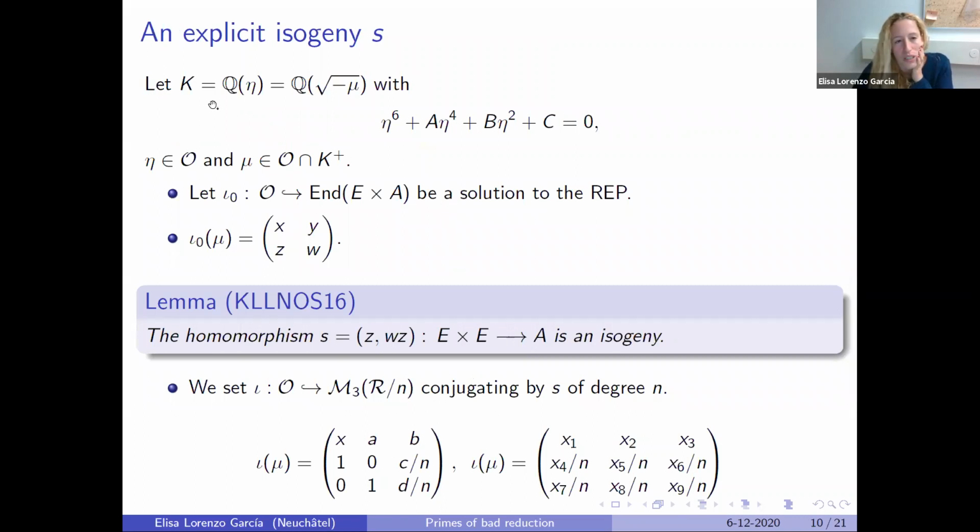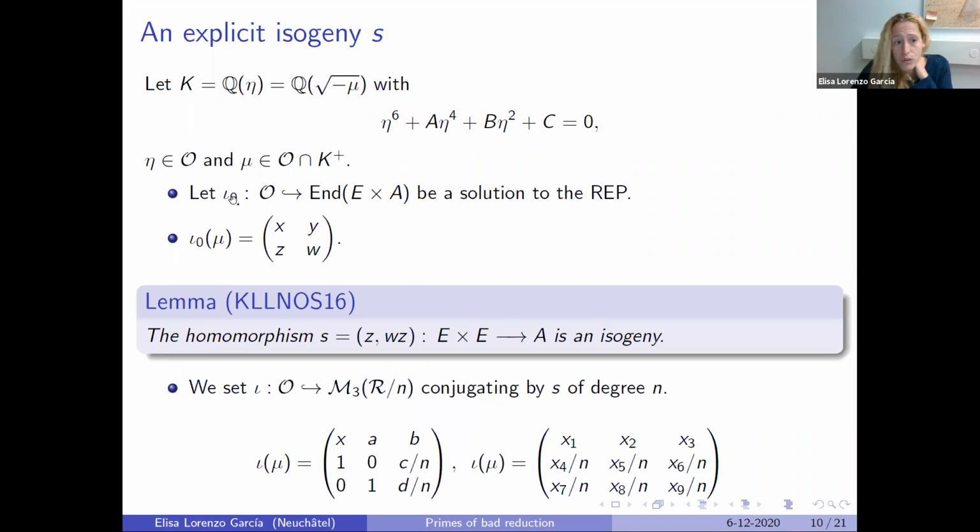The idea is the following. I need a little bit more notation. I take the field K, the complex multiplication field. So it is an imaginary quadratic extension of a totally real field. I can write it as Q of the square root of minus mu, where mu is in the totally real part, a degree 3 totally real field. And I call eta this square root of minus mu. So eta satisfies in general an equation like this.